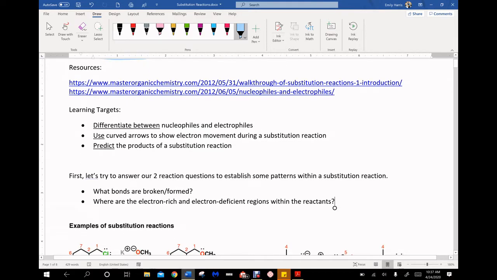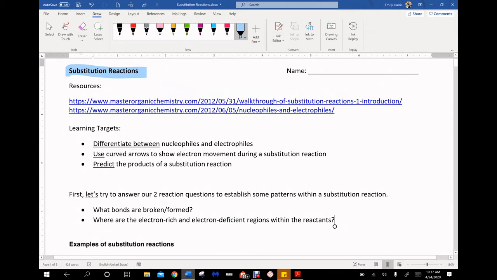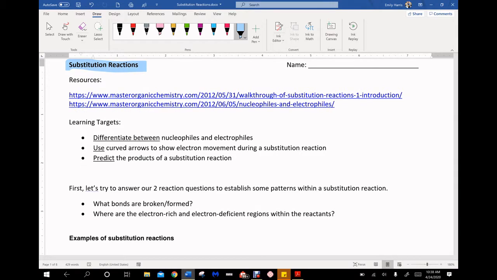And so our learning targets today are: 1, to differentiate between nucleophiles and electrophiles; 2, to use curved arrows to show electron movement during a substitution reaction; and 3, to predict the products of a substitution reaction.